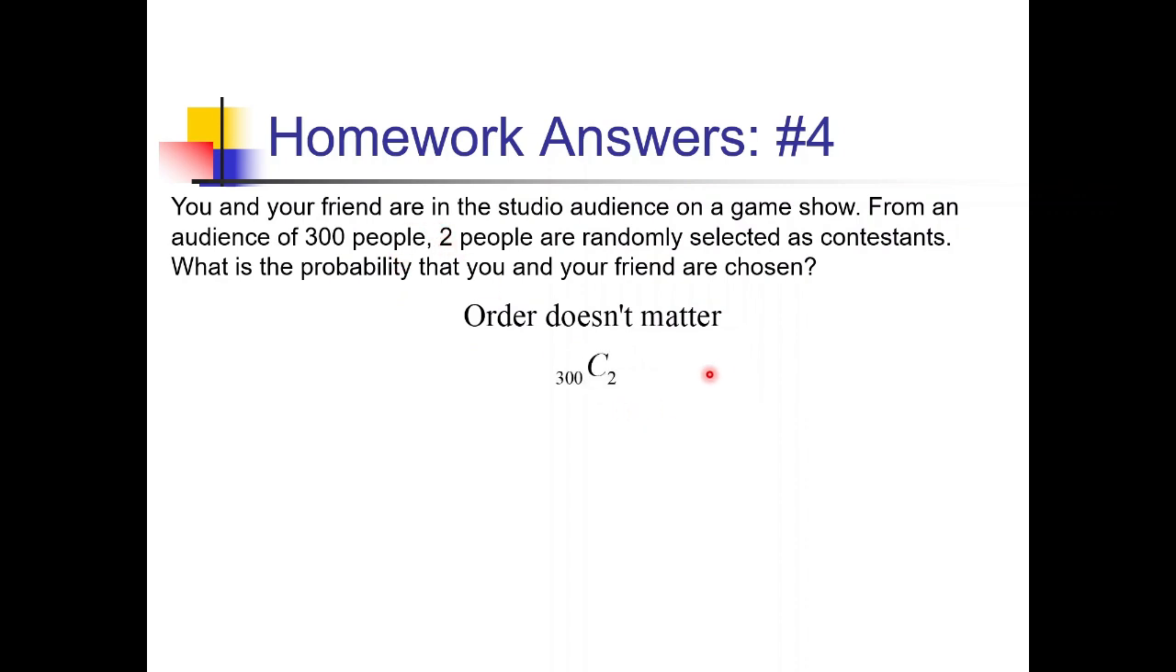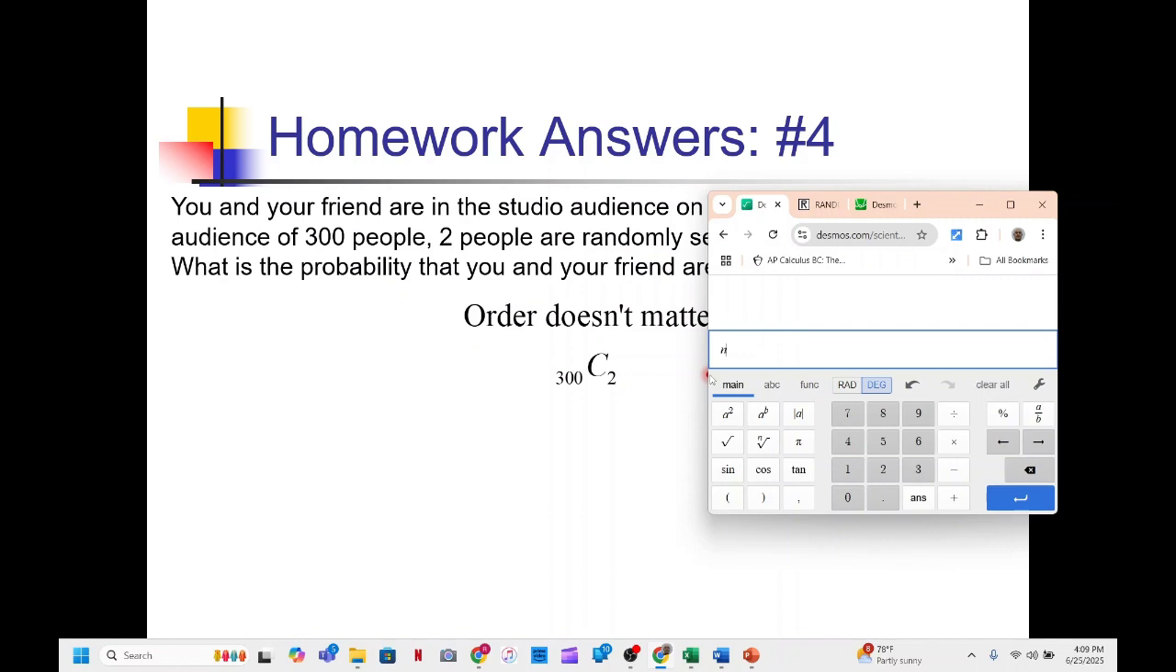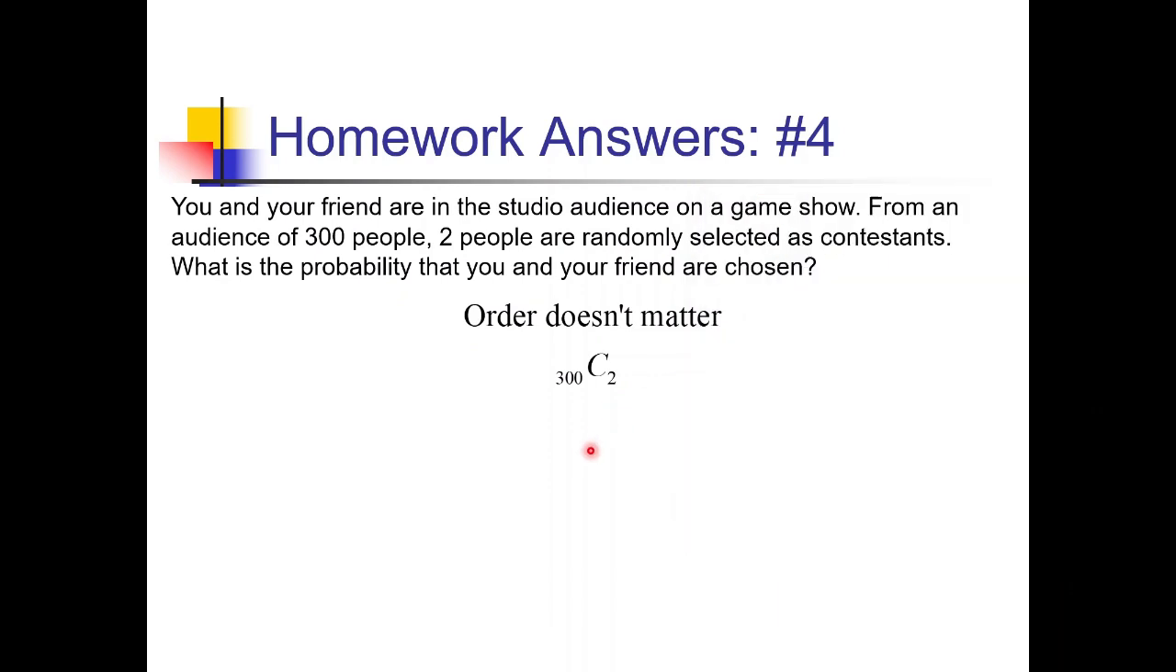Let me go to Desmos for that. So we're going to do nCr and then parentheses 300 comma 2. And there are 44,850 different combinations of people that we could pick, and you and your friend are just one of those, so 1 over that number is going to give you your probability.